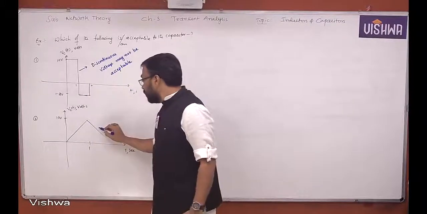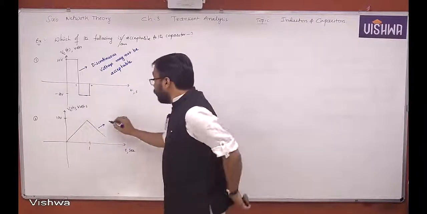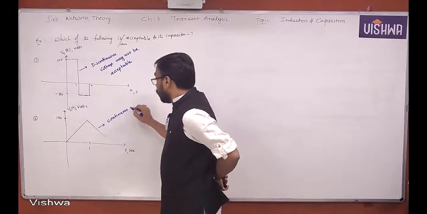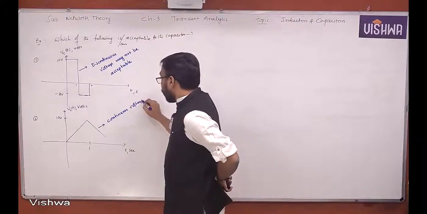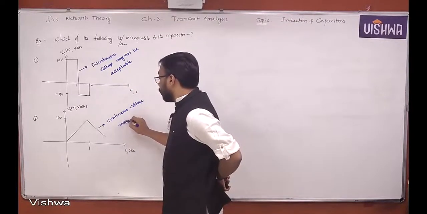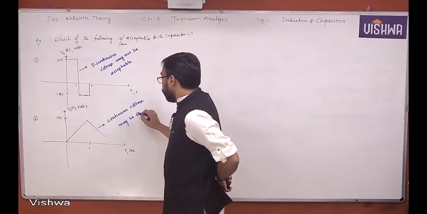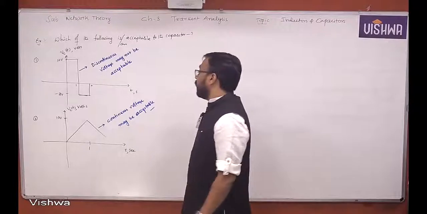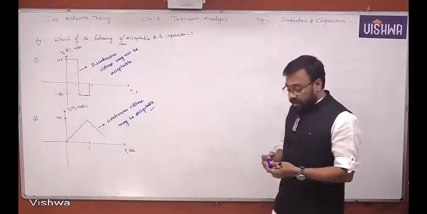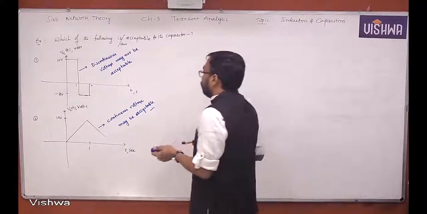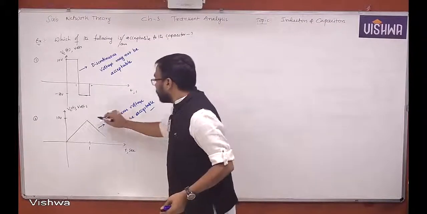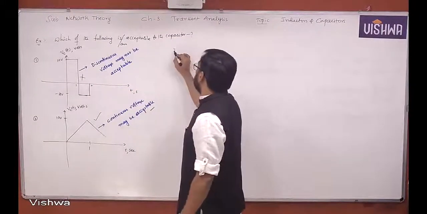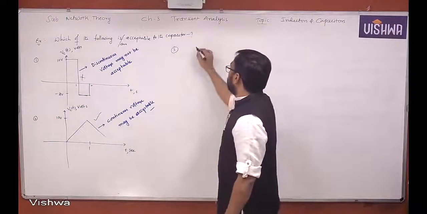Since it is continuous, then continuous voltage across the capacitor may be acceptable. Yes or no? May be acceptable. Yes or no, all of you? Continuous may be acceptable. Getting all of you? Okay? This is acceptable, but this is not acceptable. Now the third one.